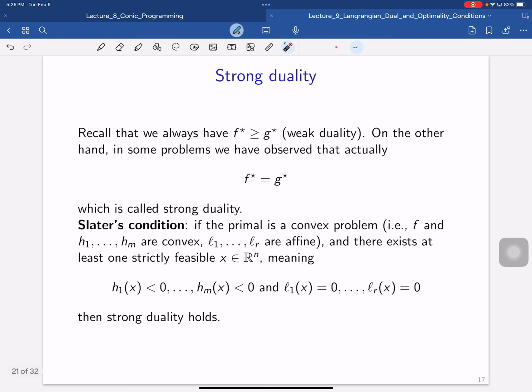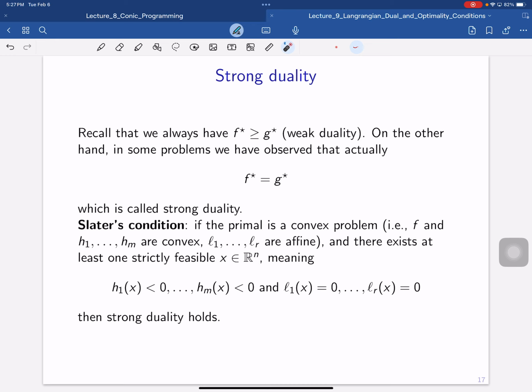Now the other property for a generic nonlinear programming problem is strong duality. We already showed weak duality. But on the other hand, we have observed that for some problems, we do have strong duality. We already showed the special case in linear programs. If you have a linear program and either the primal or the dual is feasible and bounded, then you have strong duality. We also showed the same thing for conic programs. If you have the primal which is feasible and bounded, then you have strong duality, and the same thing for the dual.